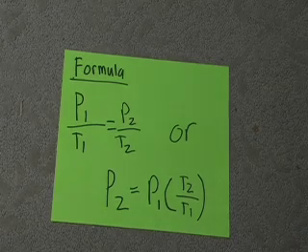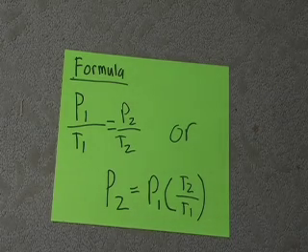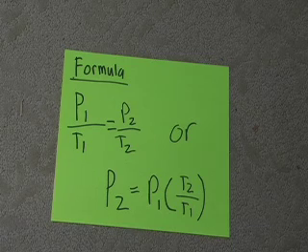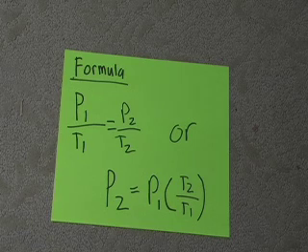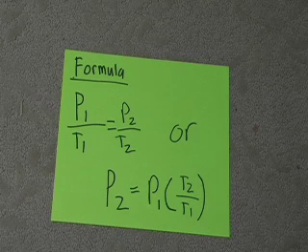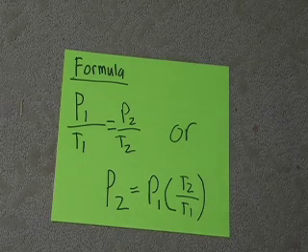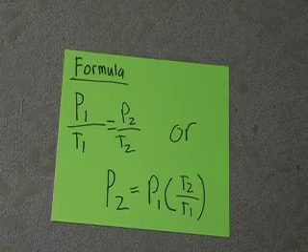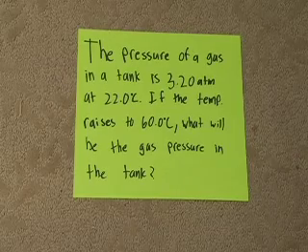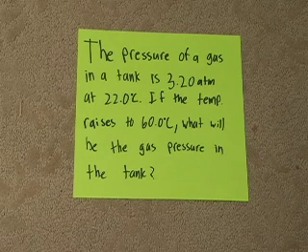The formula for Gay-Lussac's law is initial pressure divided by initial temperature is equal to final pressure divided by final temperature. Or, for our next example, we'll manipulate this, so final pressure is equal to initial pressure times final temperature divided by initial temperature. The pressure of a gas in a tank is 3.20 atmospheres.